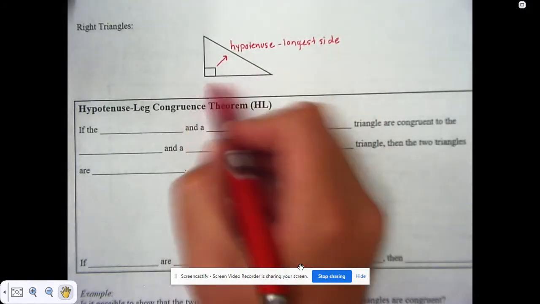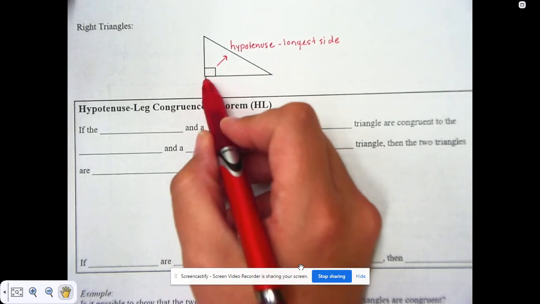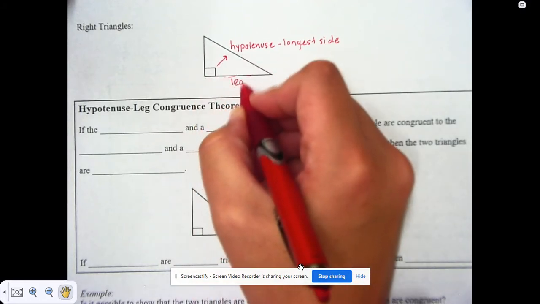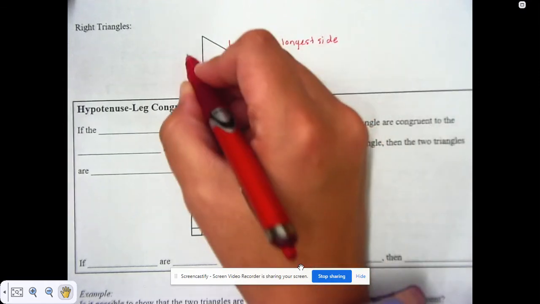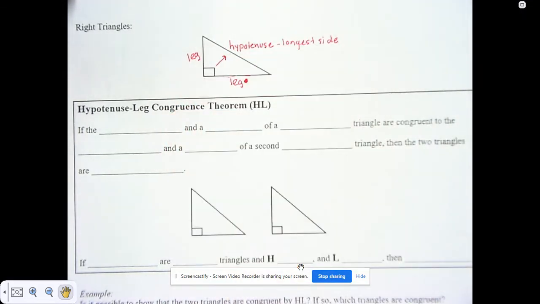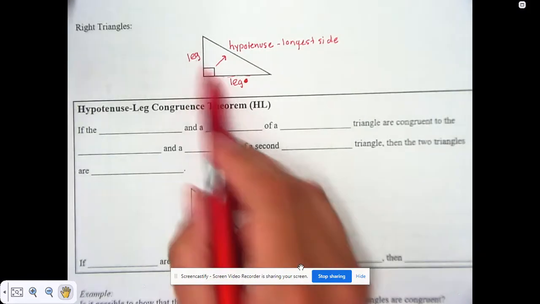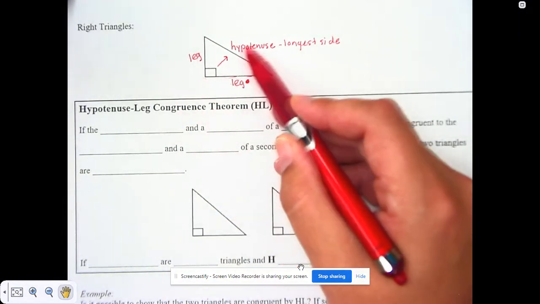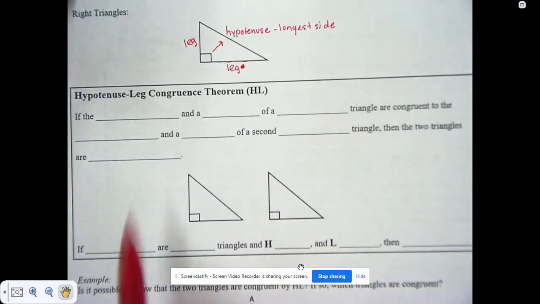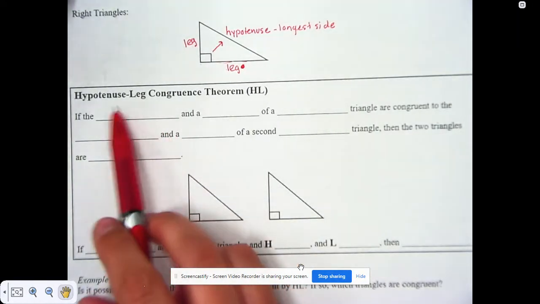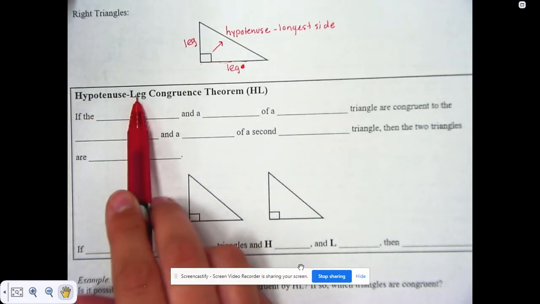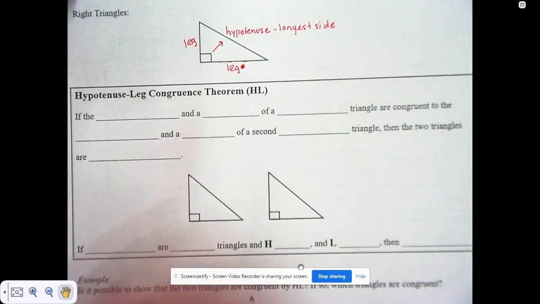The two sides that make the right angle, so from the right angle, here and here, are called the legs. This is a leg, and this is a leg. The ones that surround the right angle are legs, and across from the right angle is the hypotenuse. So the hypotenuse leg congruence theorem is just what it sounds like. You need a hypotenuse to be congruent. You need the legs to be congruent to have the hypotenuse leg theorem.